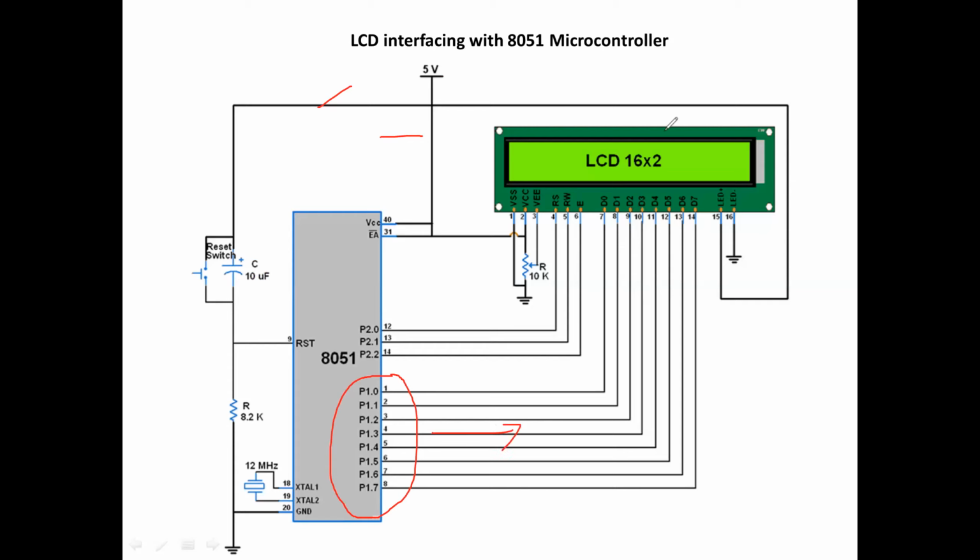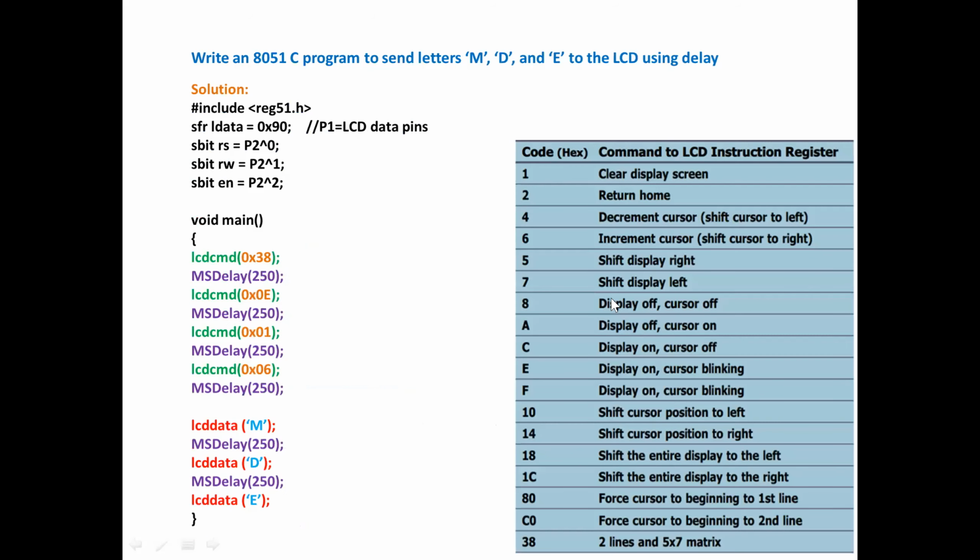For example, here I am using port 1, which is 8-bit. Here I'm just initializing. I mentioned SFR. SFR is nothing but special function register. I am initializing one of the variables. I can name it whatever I want, which is equal to 0x90. What is this 0x90? 90H address. What is that 90H address? It is nothing but port 1.